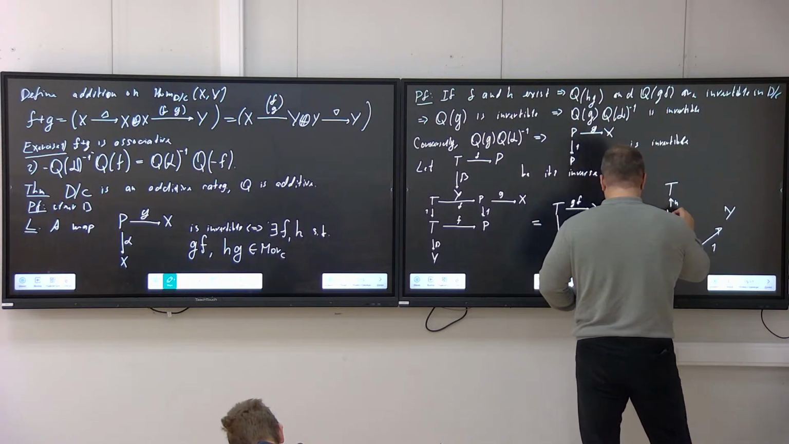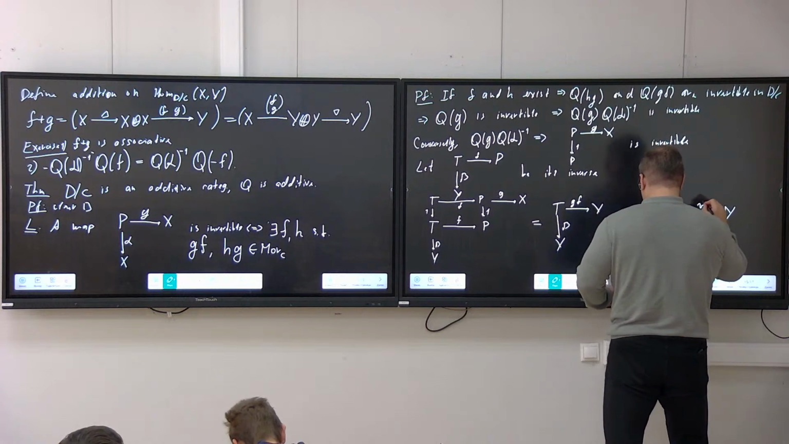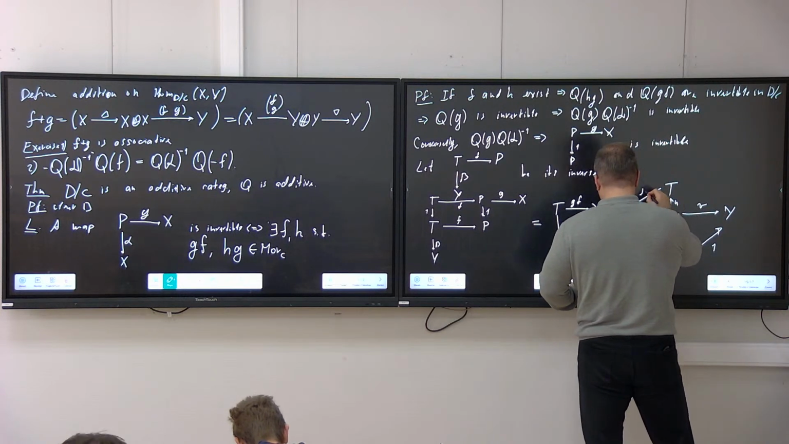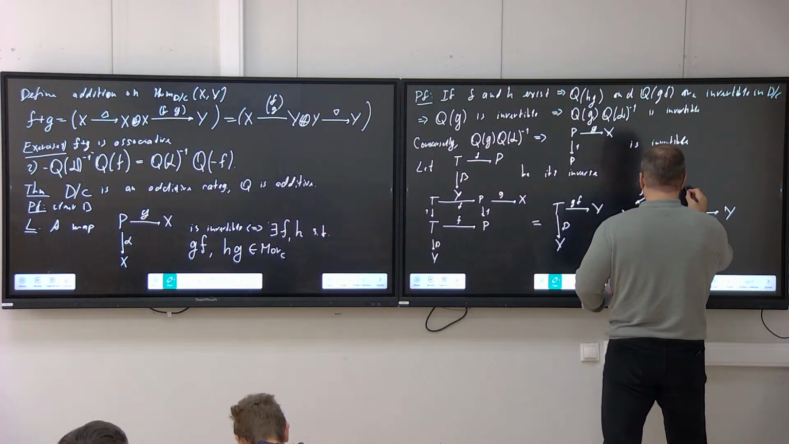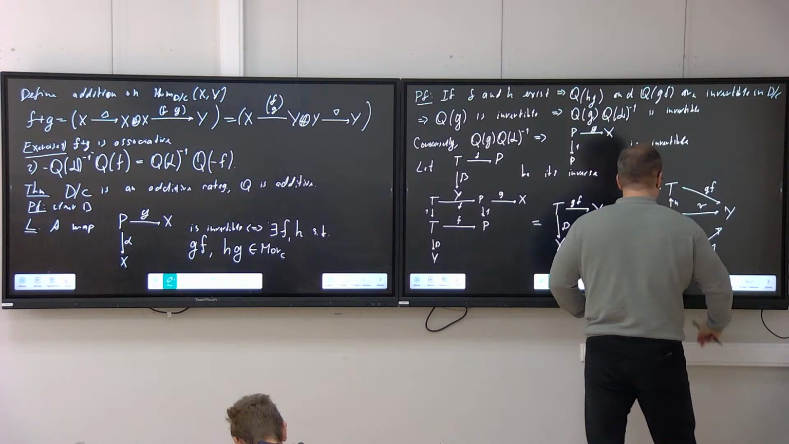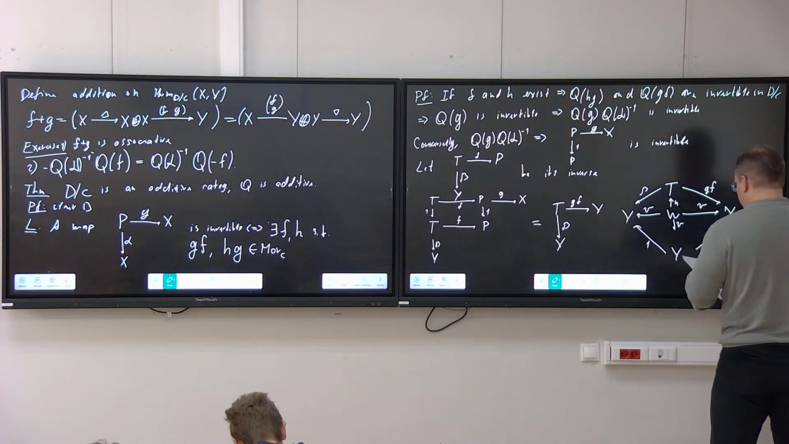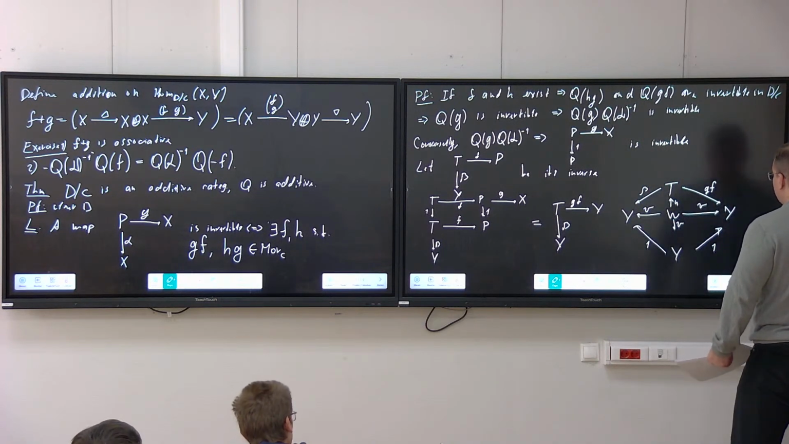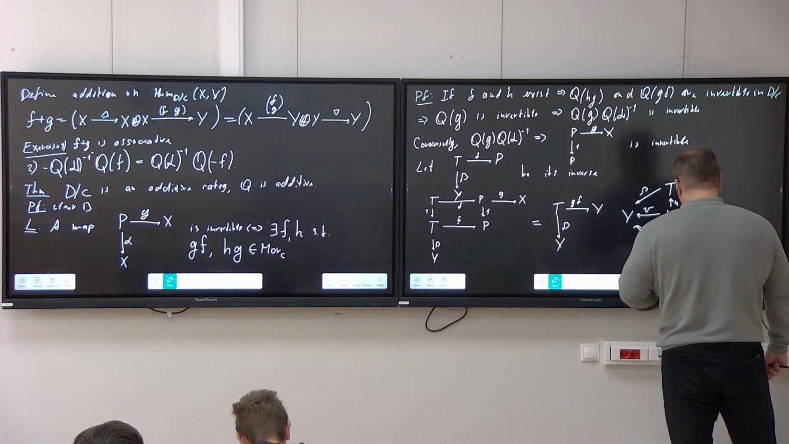So this is V. This is some beta, and this is the composition of G and F. And now we need to use two out of three properties.